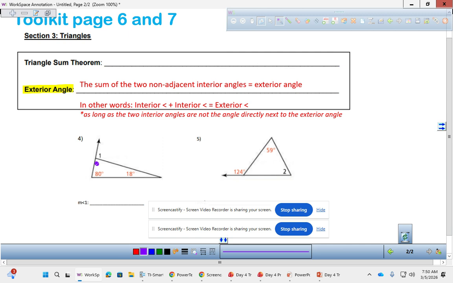Does that make sense? The 2 angles that you use can't be directly next to the 1. The rule doesn't work for that. So it's the other 2, the ones not touching it. So I can't use this angle here. This theorem is saying, okay, interior angle 1 plus interior angle 2 equals exterior angle, okay? So interior angle 1 plus interior angle 2 equals, we'll call it angle 1. It's not 1 degrees, it's the name of the angle. So angle 1 is 98 degrees.